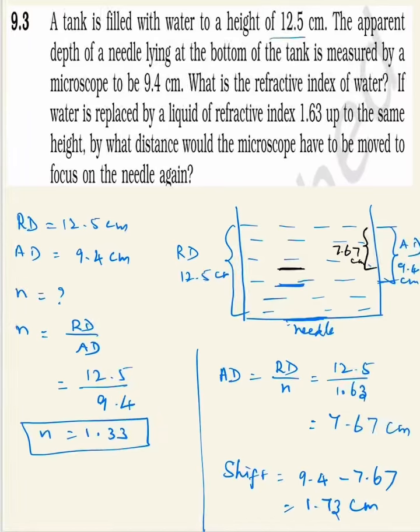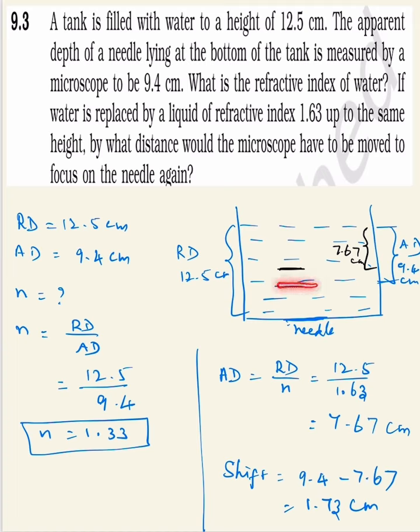This is the third question from our NCERT ray optics portion. It's given a tank is filled with water to a height of 12.5 centimeter. The apparent depth of a needle lying at the bottom of a tank is measured by a microscope to be 9.4 centimeter. We have a tank of a real depth 12.5 centimeter, and there is a needle lying at the bottom. It is found to be at an apparent depth of 9.4.